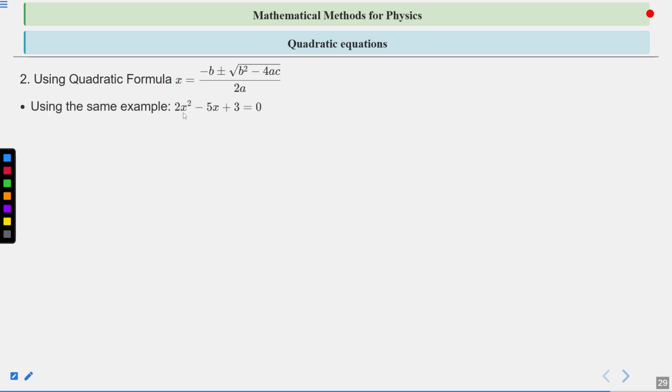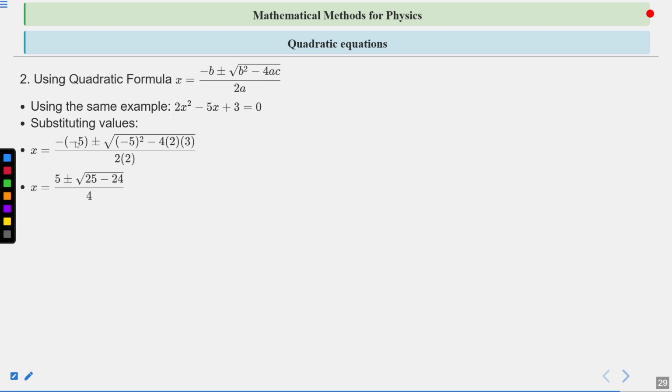Using the same expression, 2x square minus 5x plus 3 equal to 0, substituting the values in the above equation. It will be minus, the value of b is what? Minus 5. So it will be minus 5 plus minus under root, b is minus 5, so minus 5 square minus 4, the value of a is 2 and the value of c is 3, divided by 2a. The value of a is 2. So putting all the given terms in the quadratic formula and solving this, you will get x.